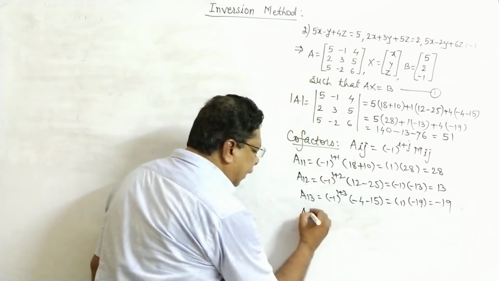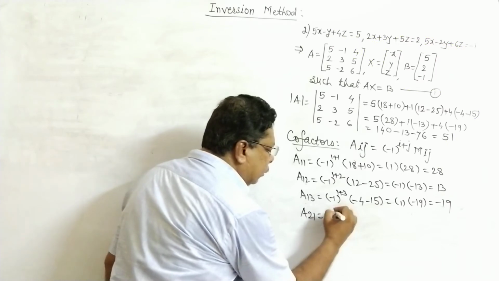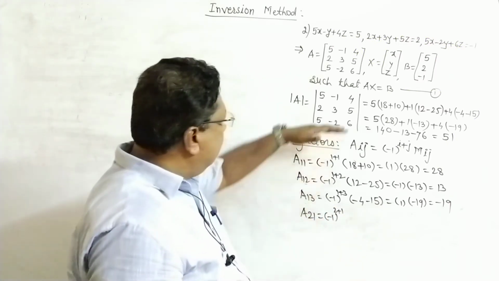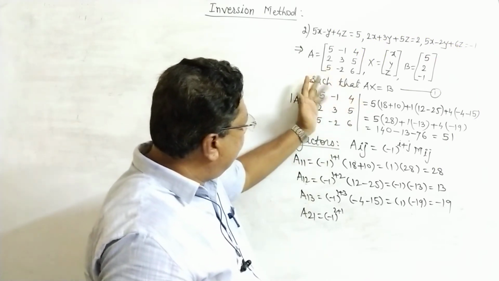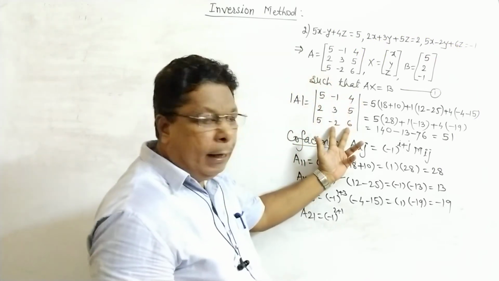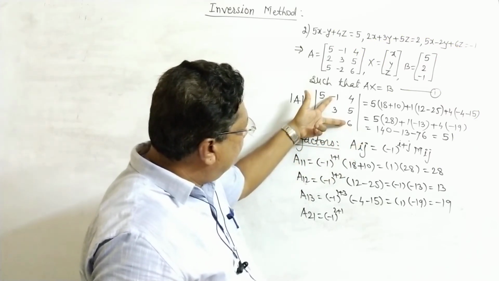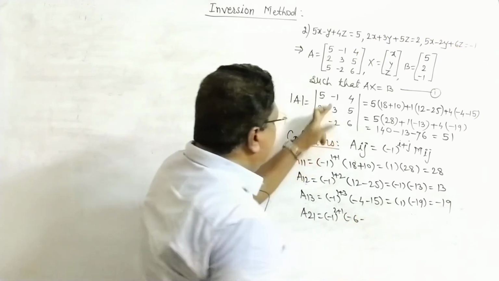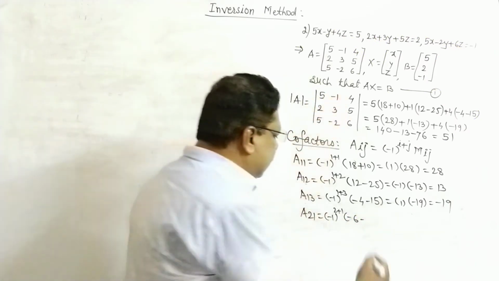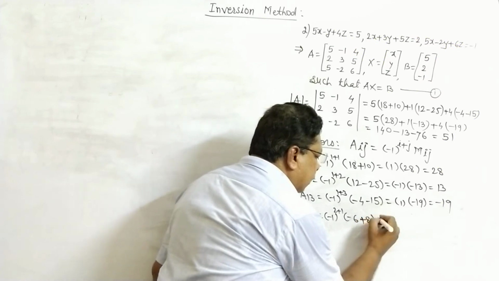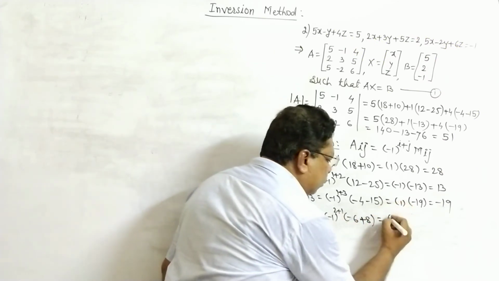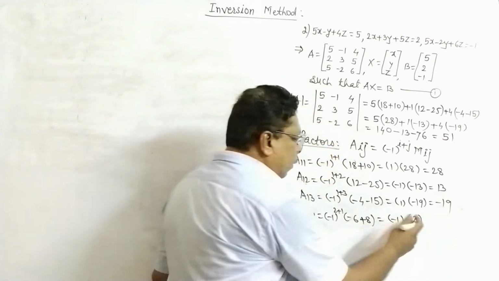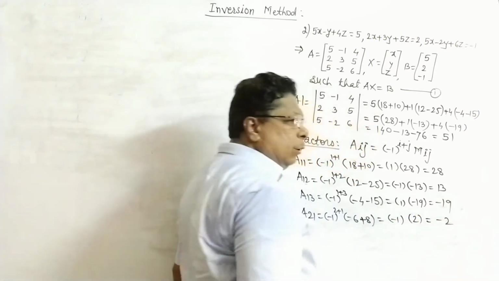Next cofactor A21, minus 1 raised to 2 plus 1. Now second row, first column. Second row छोड़िए, first column छोड़िए. Remaining elements minus 1, 4, minus 2, 6. इसका multiplication. Minus 1 into 6 minus 6. Then minus 2 into 4 minus 8. Minus minus plus 8. Minus 1 raised to 3 is minus 1. 8 minus 6 is 2. And minus 1 into 2 is minus 2.